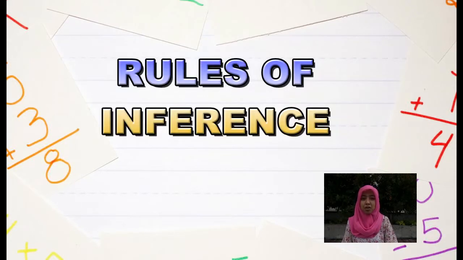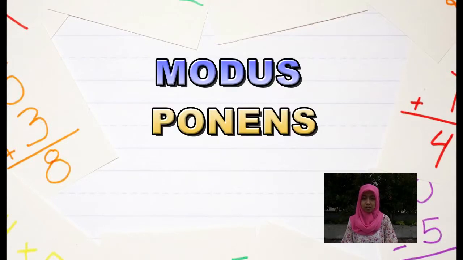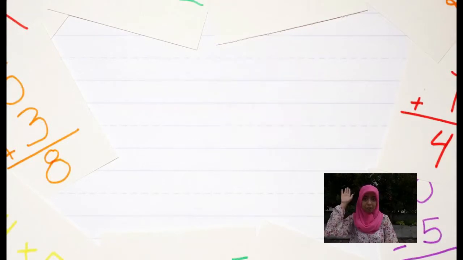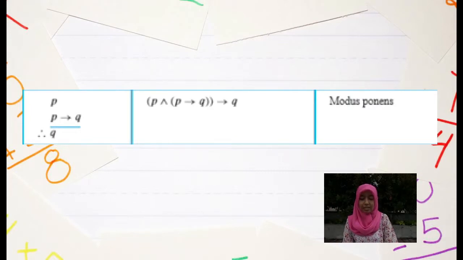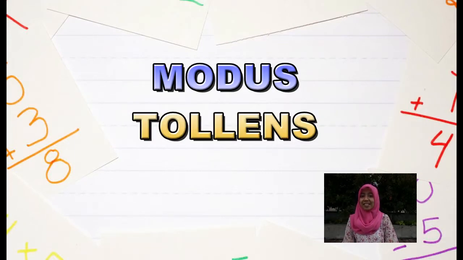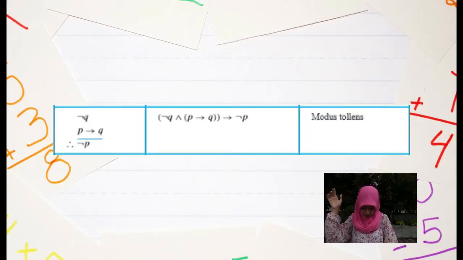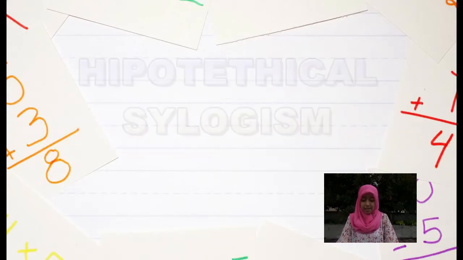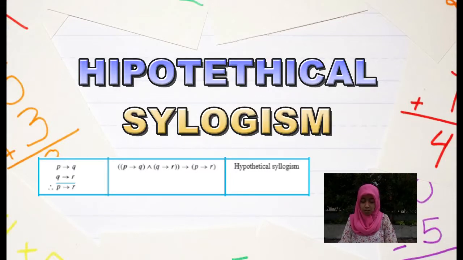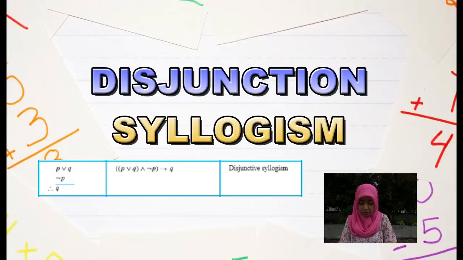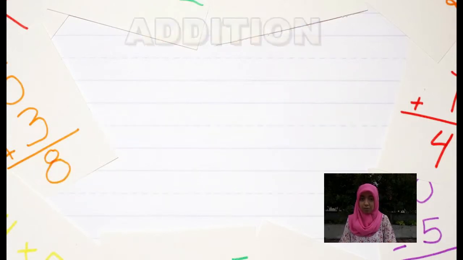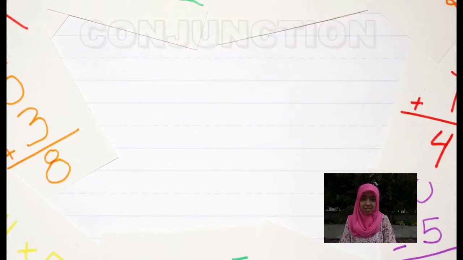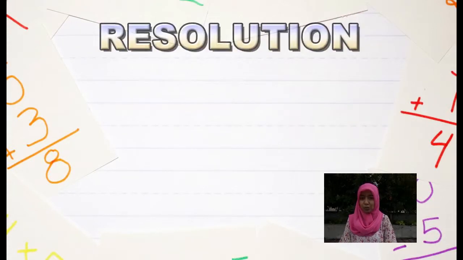And next is rules of inference. There are 8 rules of inference. First is modus ponens. You can see the formula above. And next is modus tollens, and you can see the formulas above. And the next is hypothetical syllogism. Next is disjunctive syllogism. Next is addition, simplification, conjunction, and the last is resolution.